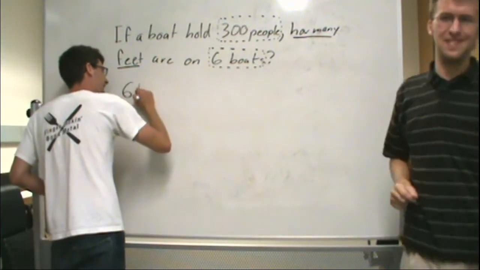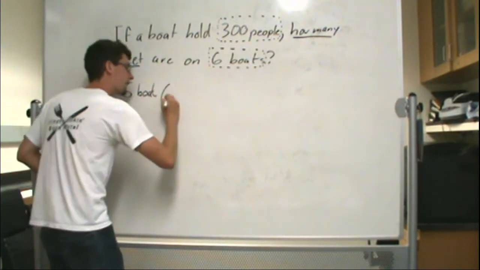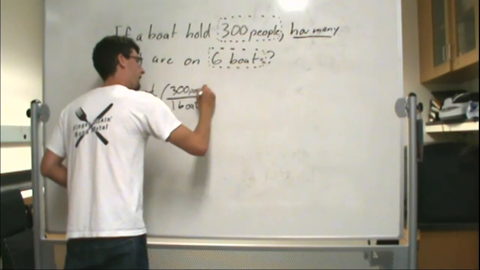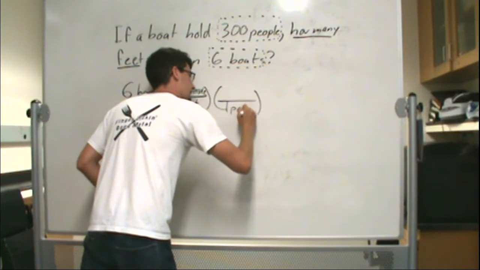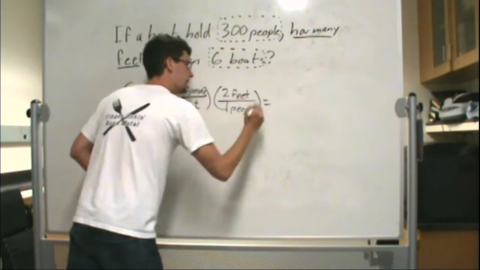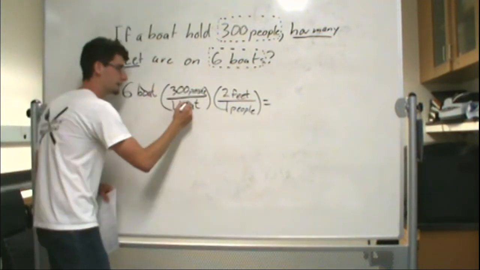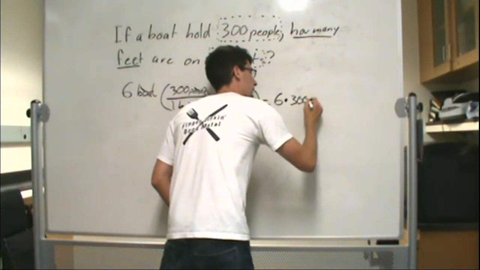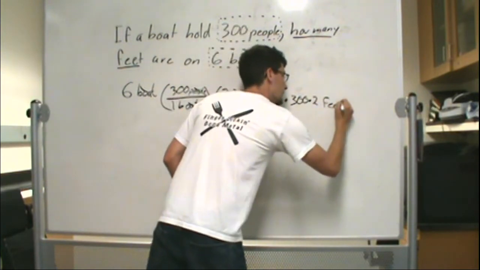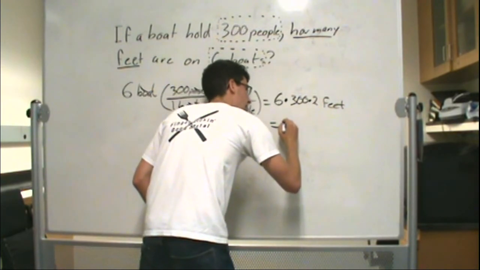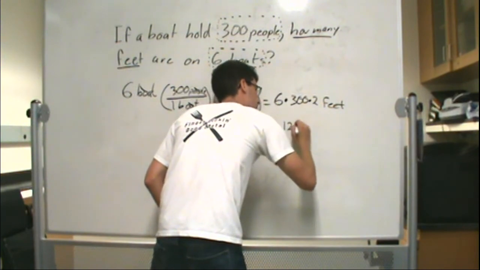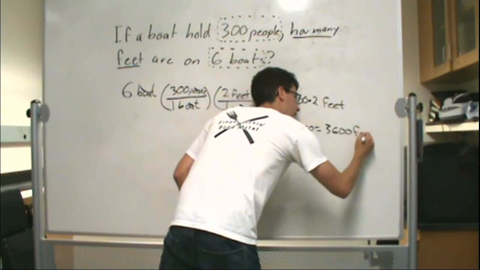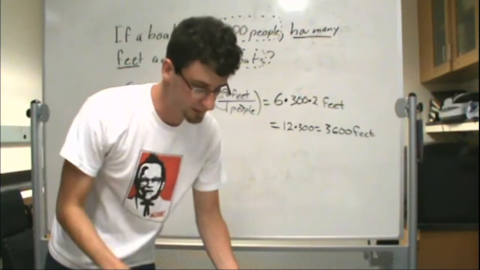So, we have 6 boats. For every one boat, we have 300 people. And for every one person, we have 2 feet. So first thing to check, we need to check to see if our units are correct. We can do that easily by canceling out our units, which ends up happening. And then all we have to do is multiply through. So we should have 6 times 300 times 2 feet. Take that a bit further. Basic math, go. So 12 times 300, 3,600 feet.